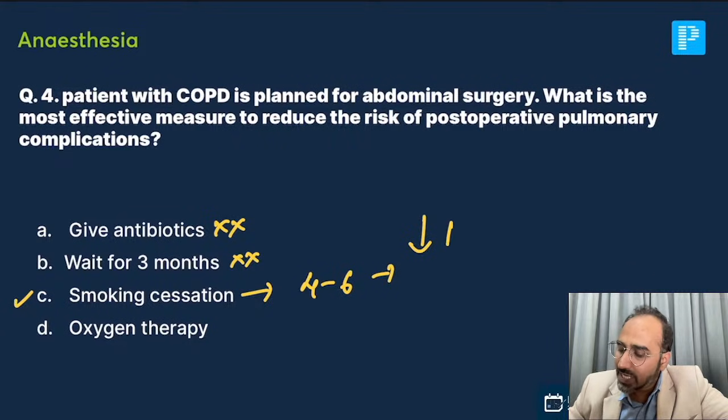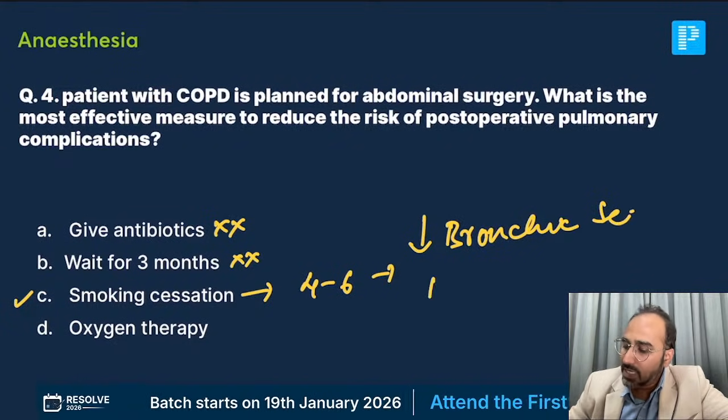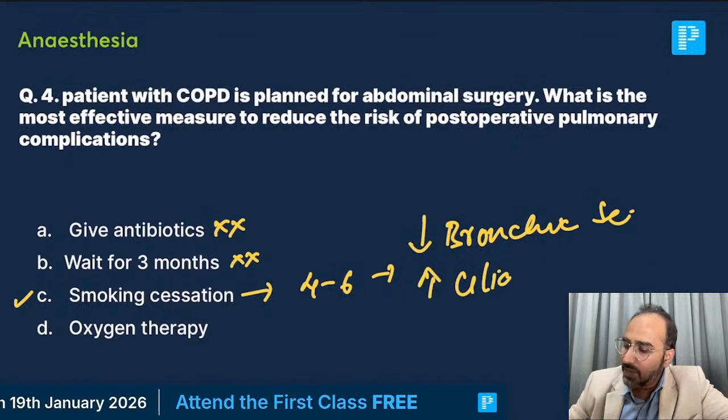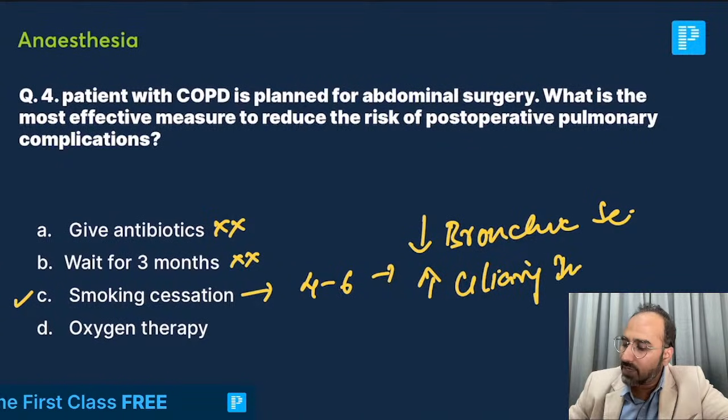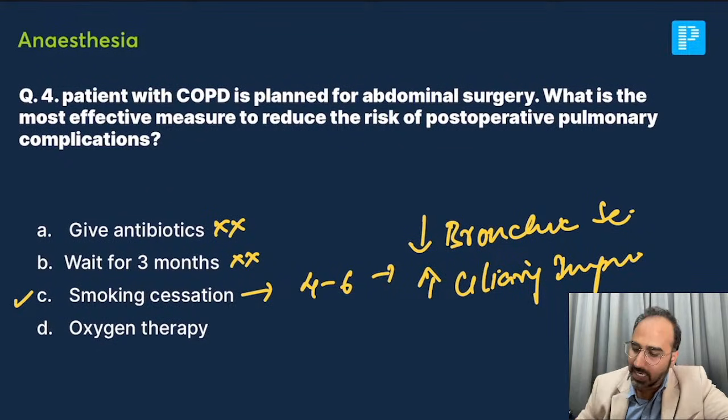The bronchial secretions will come down. The ciliary activity will be improved. And due to these things, bronchospasm risk and post-op pulmonary complication risk will be reduced.